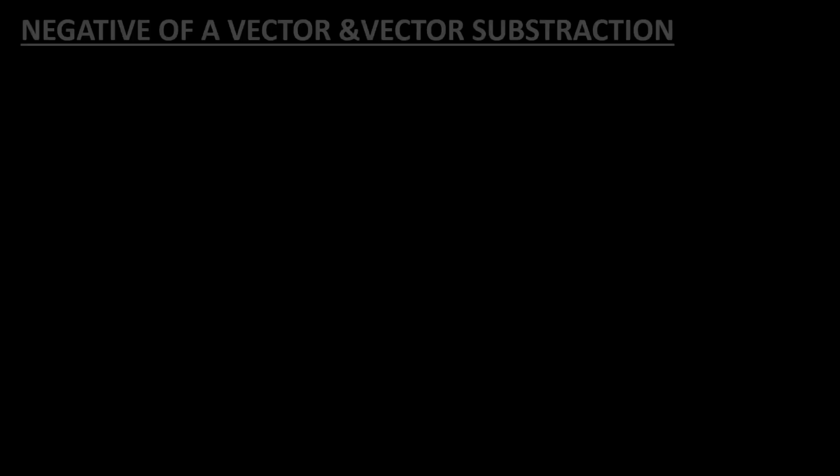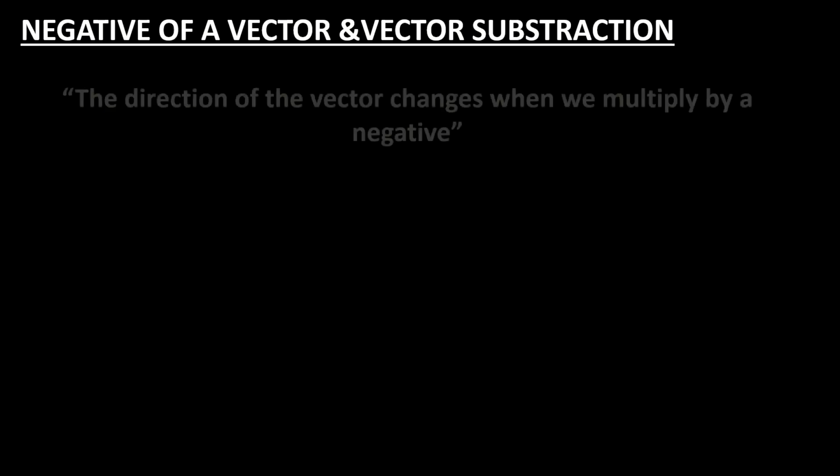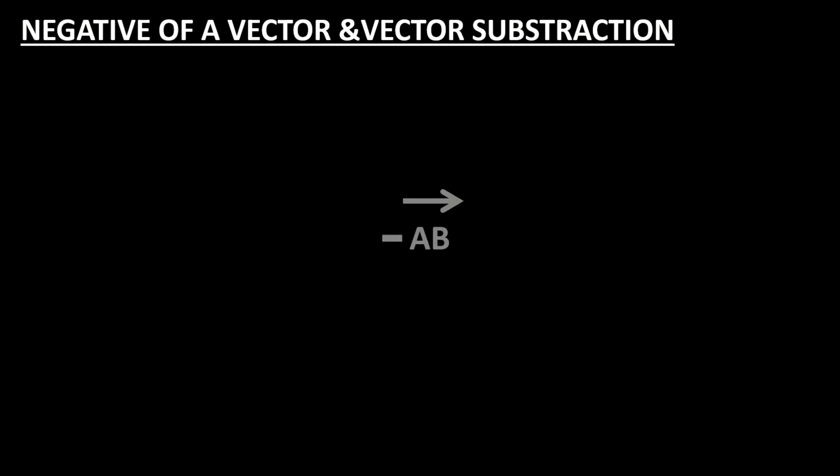So now let's see negative of a vector and vector subtraction. If we multiply a vector by -1, it means that the magnitude is the same, but the direction has changed. Let's say the vector AB towards right. If it was -AB towards right, then we can change its direction as BA.